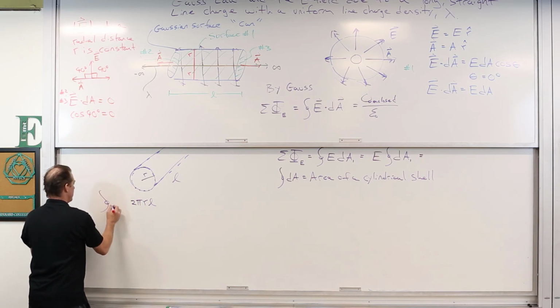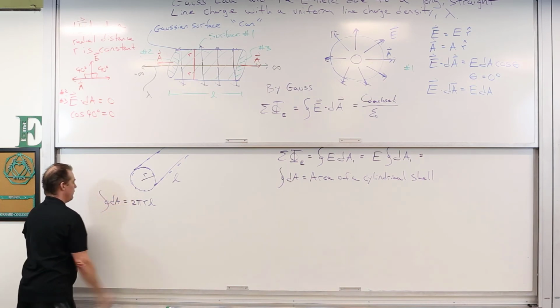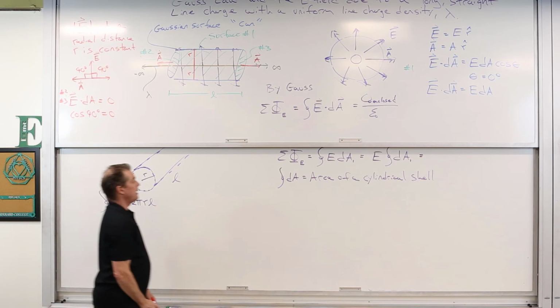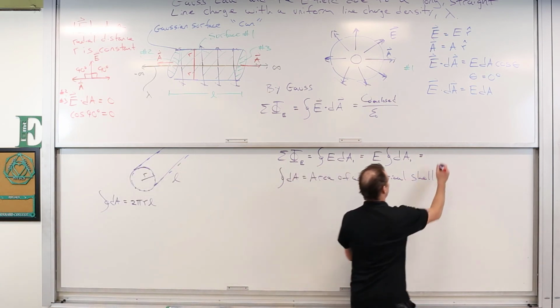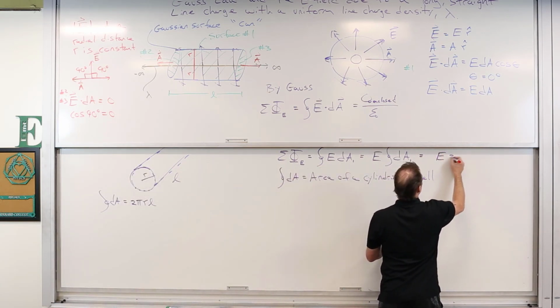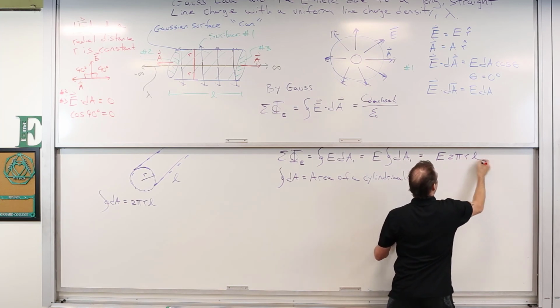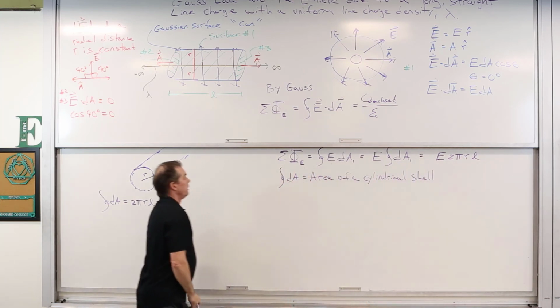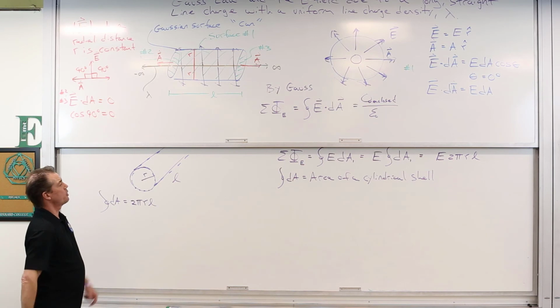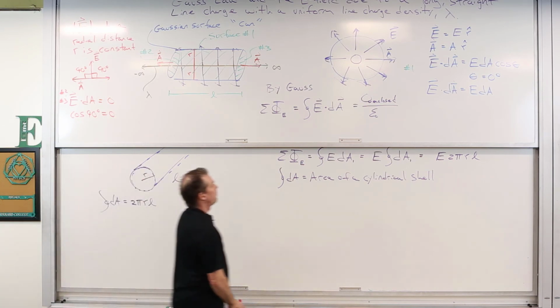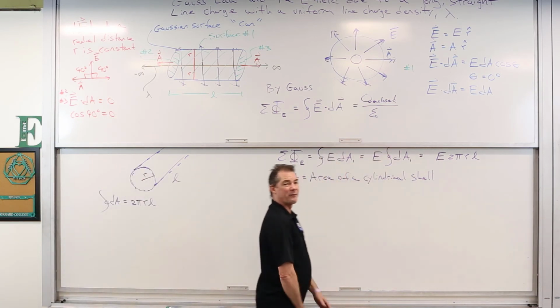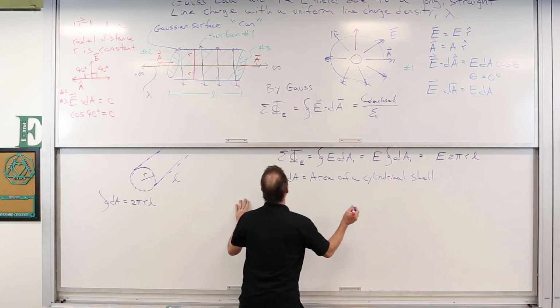That is the integral of dA. All right, so what does this give us? Well, this ends up giving us E times 2 pi r L. So there's the net flux through the surface. What do we do then? Well, we compare it to the charge that's enclosed divided by permittivity of free space.